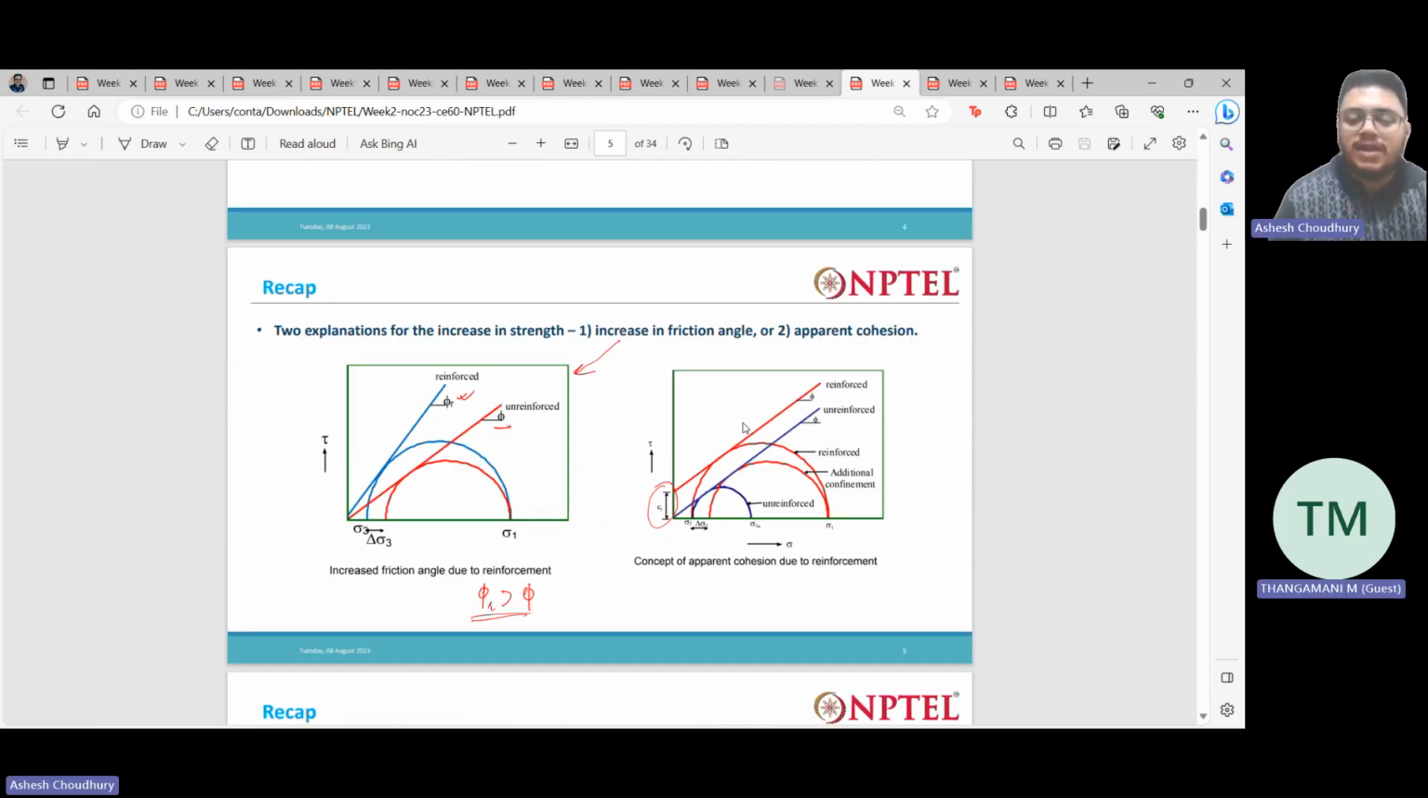So this is very important. We discussed there are two explanations for the increasing strength of reinforced soil. For the increasing strength of reinforced soil, there were two main reasons. The first reason was the increase in friction angle. This can be explained by the increase in total friction angle. And the second reason can be explained with the concept of apparent cohesion.